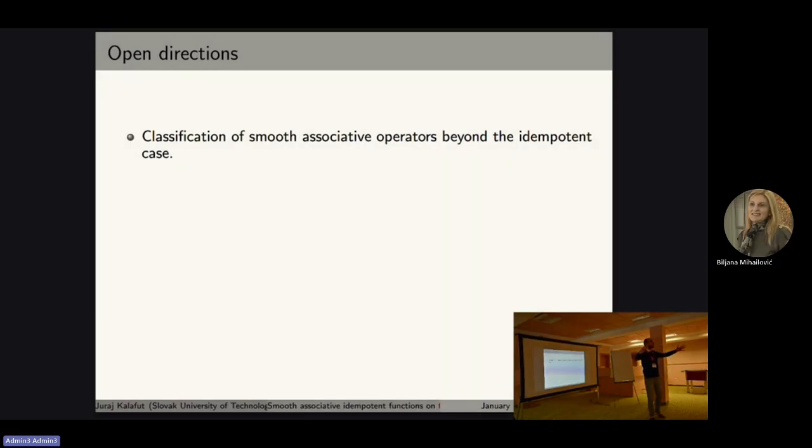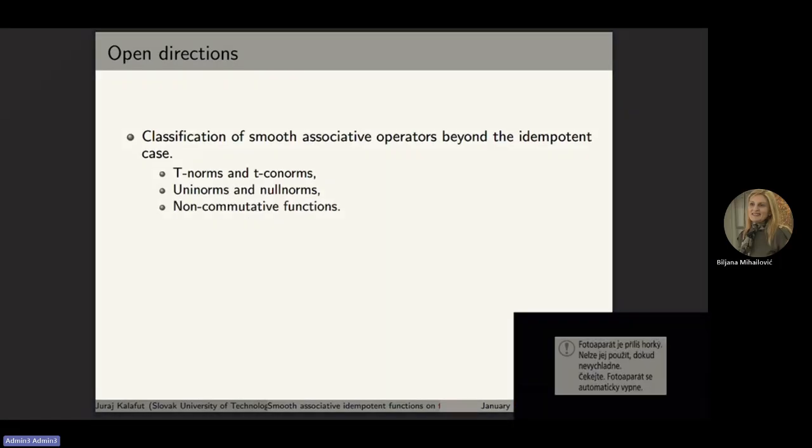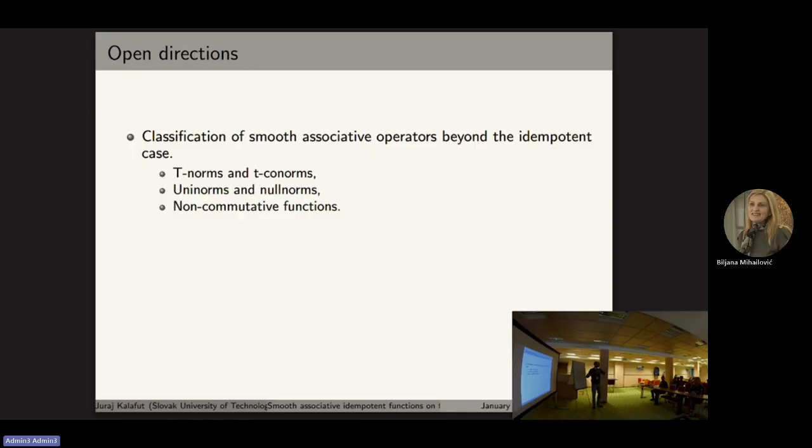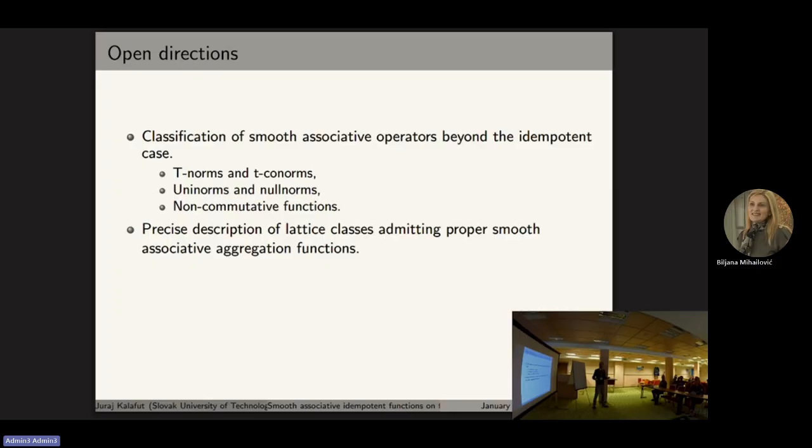However, this field remains open because we do not know anything about the non-idempotent cases for T norms and T conorms at first, because uninorms and null norms depend on them. And then what happens when we drop commutativity? What happens with null norms, and also with symmetric operators?